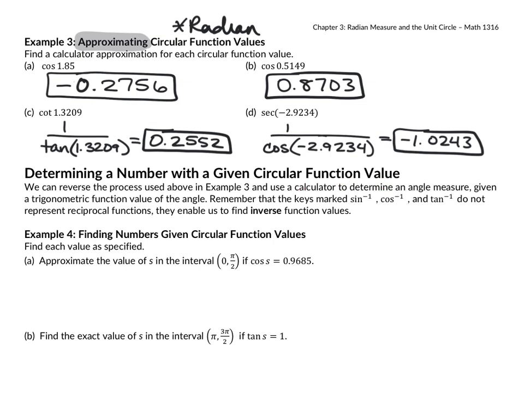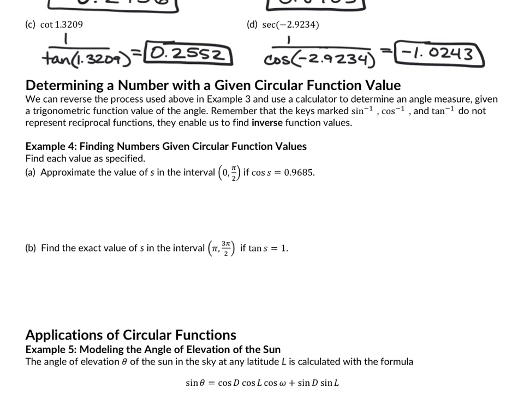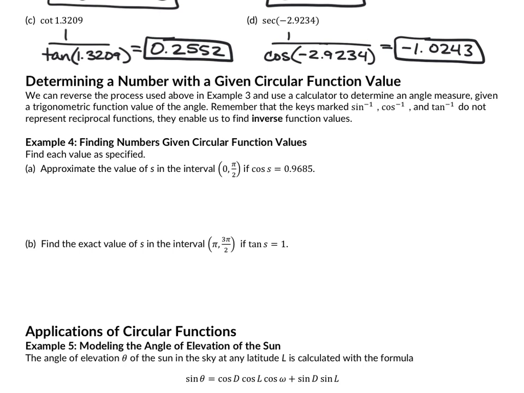So we can reverse the process used above to use a calculator to determine an angle measurement if we don't know it, as long as we know the value. These are the blue keys above sine, cosine, and tangent. So it's sine inverse, cosine inverse, and tangent inverse. That's what we're going to use to solve for an angle. It's not the reciprocal, it's the inverse. So in example 4, it says approximate the value of s, which is theta, it's using arc length here, in the interval from 0 to pi over 2, if cosine of s is equal to 0.9685.